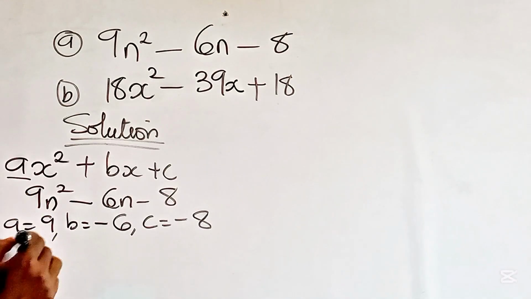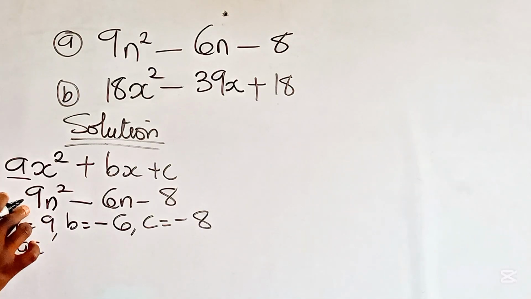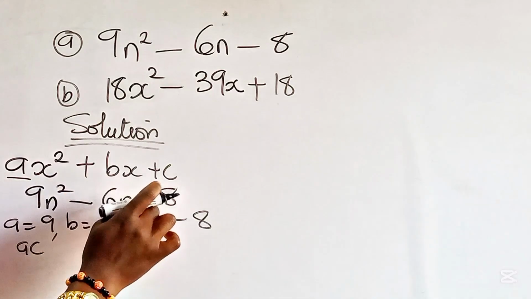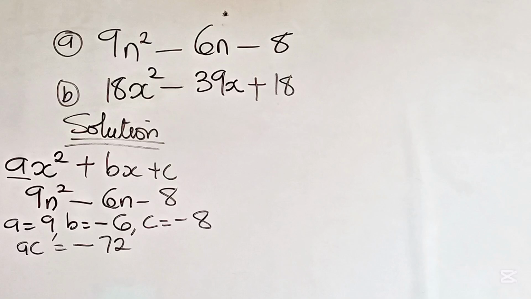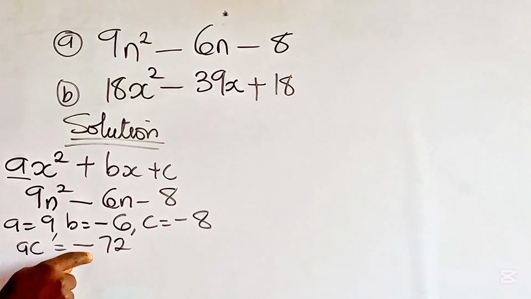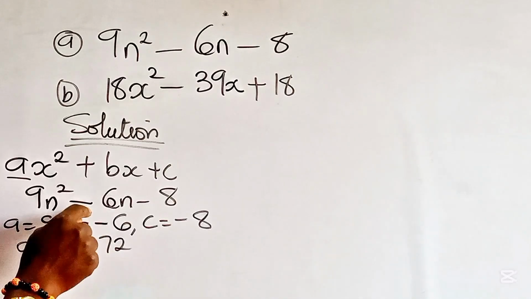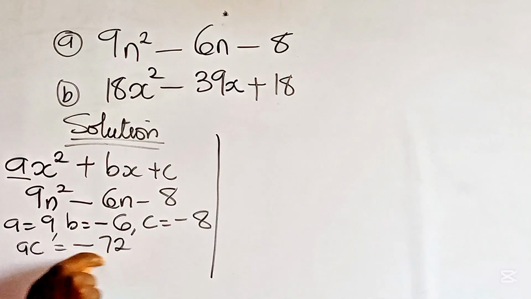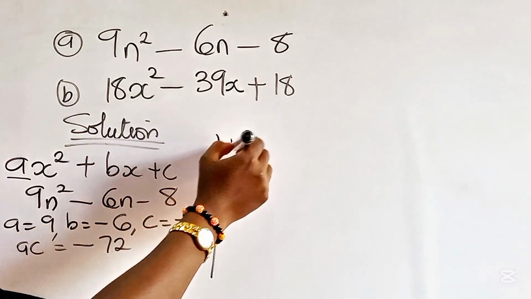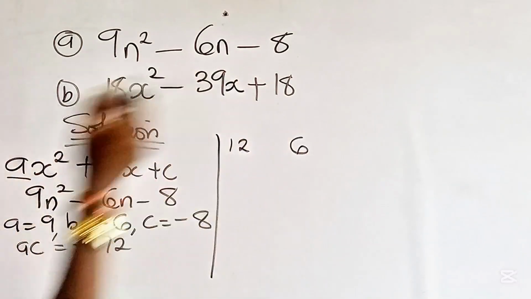You multiply AC. So in this case now, we are going to have 9 multiplying minus 8 to give us minus 72. So this minus 72, we are going to then find two numbers that are factors of 72, that when these two numbers are multiplied, we'll have minus 72, and when these two numbers are added, we have minus 6. These two numbers that will satisfy this are going to be 12 and 6.